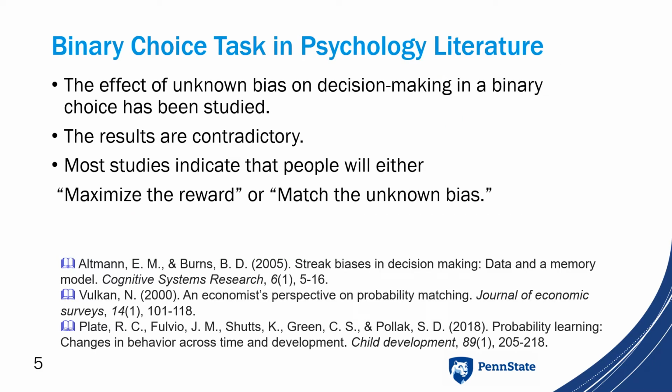The effect of unknown bias on decision making in a binary choice task has been studied before. However, the results are contradictory. Most studies indicate that people will either maximize the reward or match the unknown bias, but why and when the users will lean toward either of these is still unknown. For example, in 2005, Altman and Burns indicated that people would lean towards matching the unknown bias, which is in line with what Vulcan observed in 2000. In 2018, Plate et al. indicated that younger children within the age of 3 to 5 demonstrate maximizing more than older children.